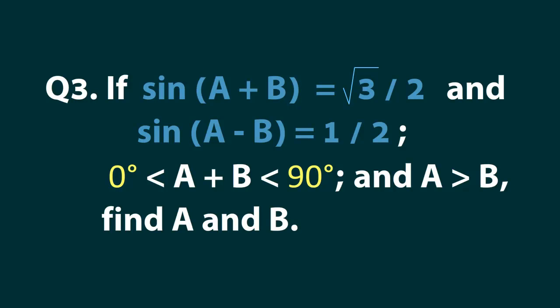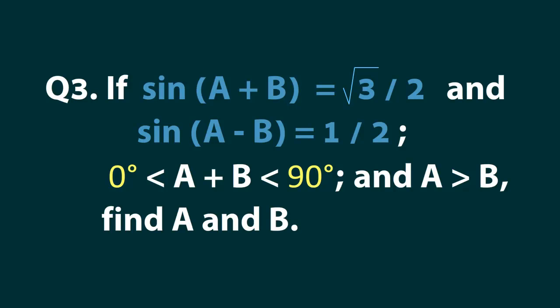Let's find out how we solve yet another type of trigonometric question. Here we have: if sine of angle A plus B equals square root 3 by 2 and sine of angle A minus B equals 1 by 2, it's also given that A plus B is greater than 0 and less than 90, and also A is greater than B. Then find the values of A and B. So how do we solve a question like this? Let's find out.